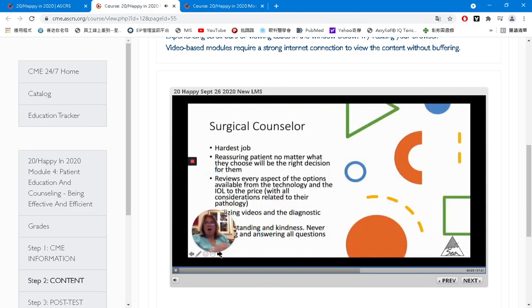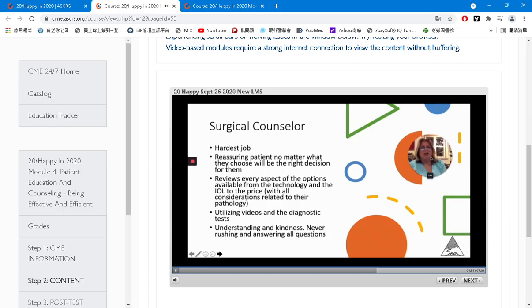So the hardest job is my surgical counselor. Now, Beverly's been with me for 31 years, and she was an optician and knows optics really well. So this is a no-brainer for her to talk to patients about cataract surgery. She reassures patients, no matter what they choose and what technology they choose, that it'll be the right decision for them. And we all feel the same way. We want this experience to be good.